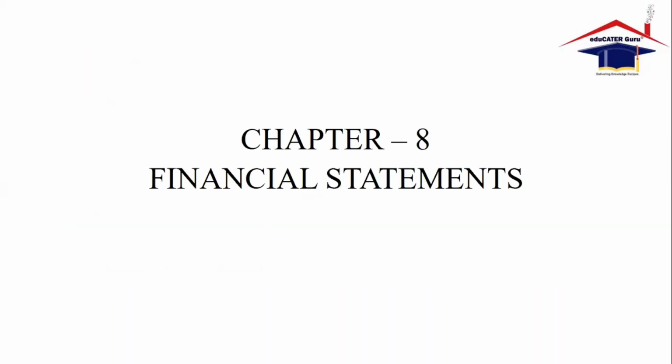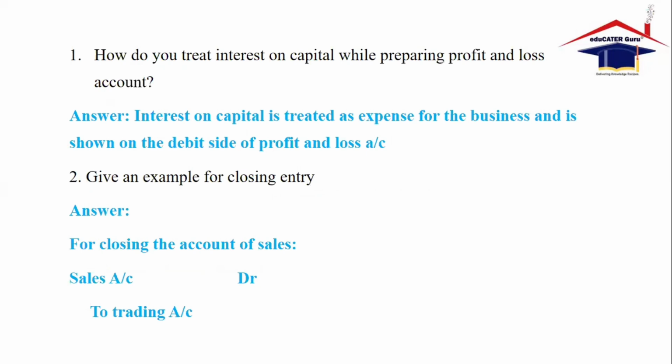Next, let us go to chapter 8, financial statements. How do you treat interest on capital while preparing profit and loss account? It's very simple. Interest on capital is treated as an expense for the business because the shareholder or the owner of the company has invested the capital. So every year we need to pay the interest. So we are paying the interest to the owner. So that is an expense for us. That is why it is treated as an expense and shown on the debit side of the profit and loss account.